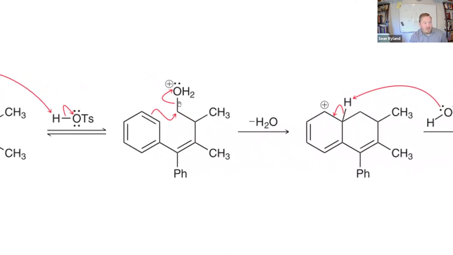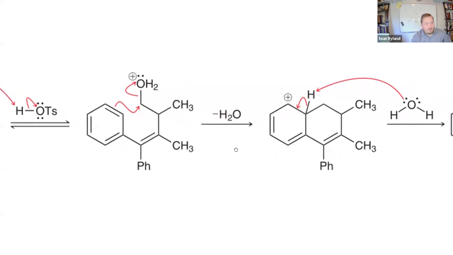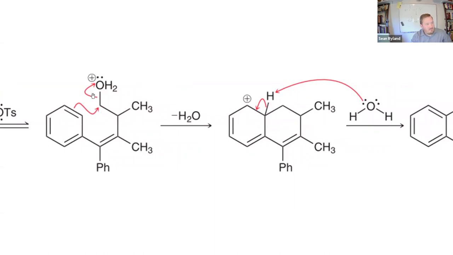And then if we're looking here, we have electrons moving over to make a new sigma bond. And then we're losing an H2O molecule. So this one would be leaving group leaves. Would that be a rearrangement too? Or nucleophilic attack?